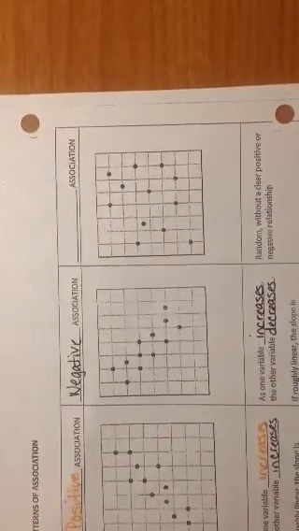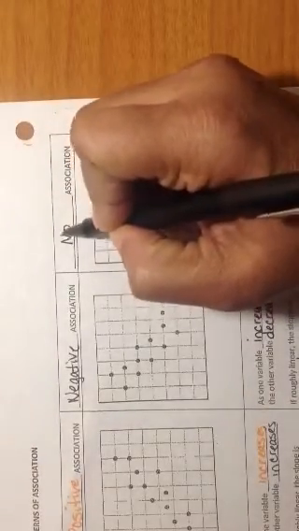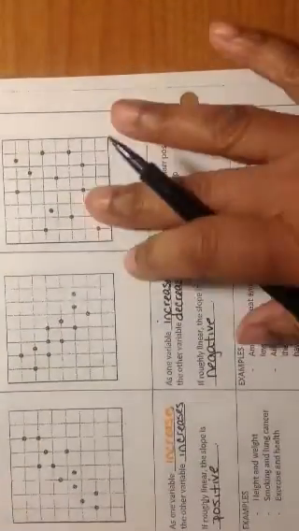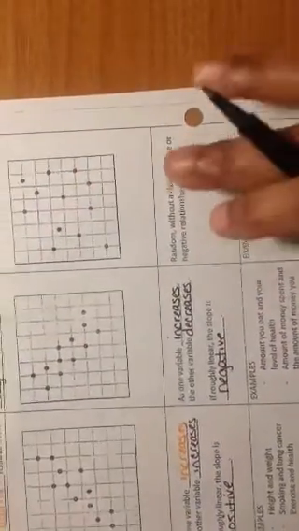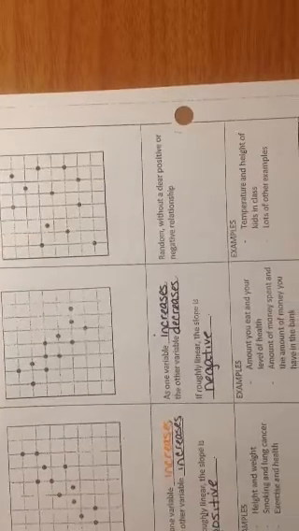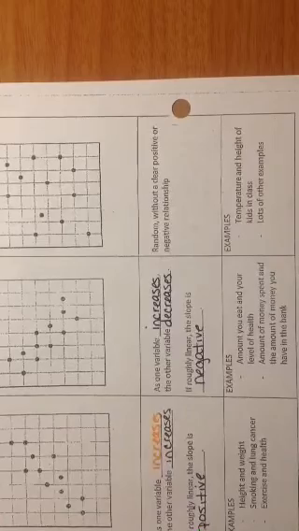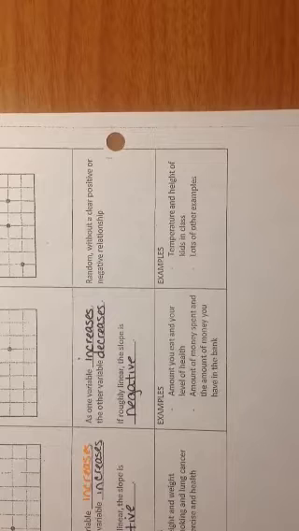And then you have what you consider no association. If you were to look at this graph here, I can't really say that it's positive or negative. My points are all over the place. So it's random without a clear positive or negative relationship, such as temperature and height of kids in class. Does the temperature or the weather determine how tall kids are? I don't think so. And there are lots of other examples. Okay? So that's the association.